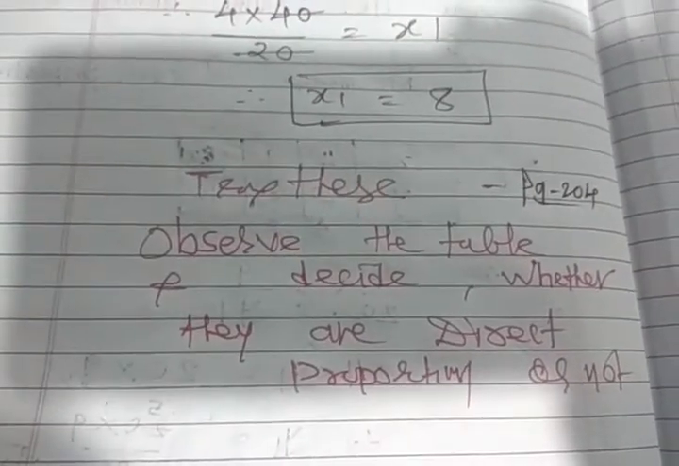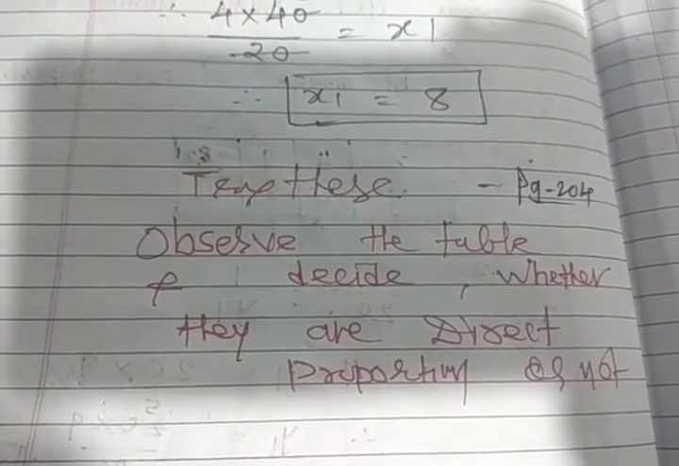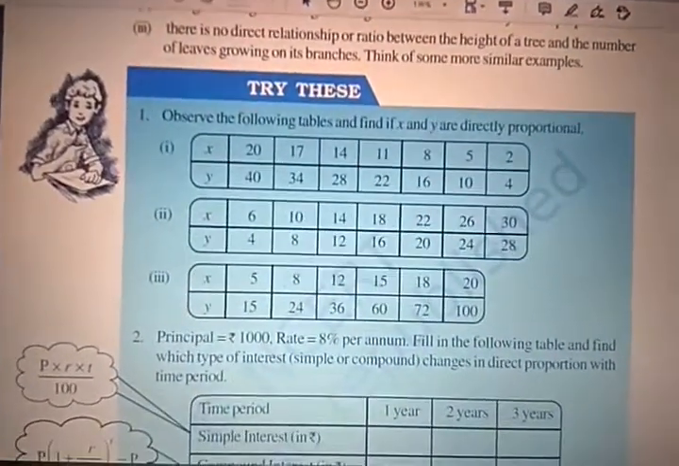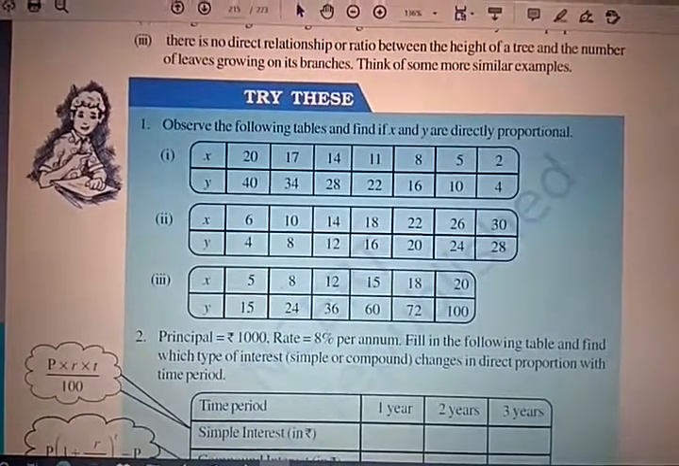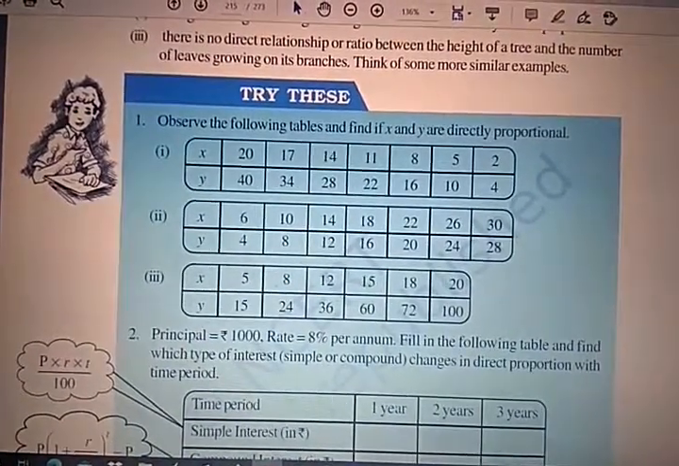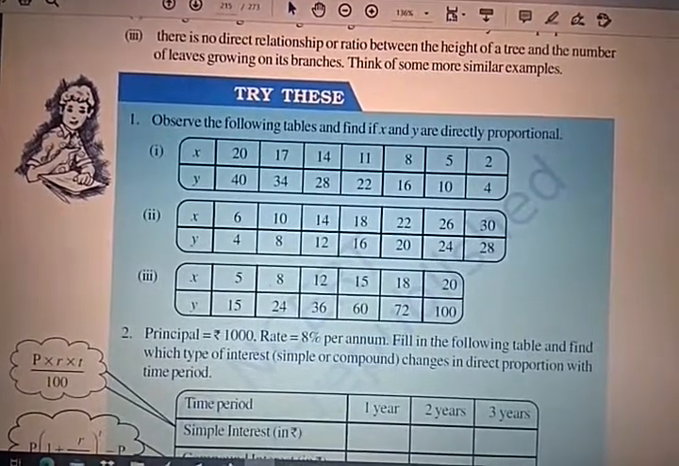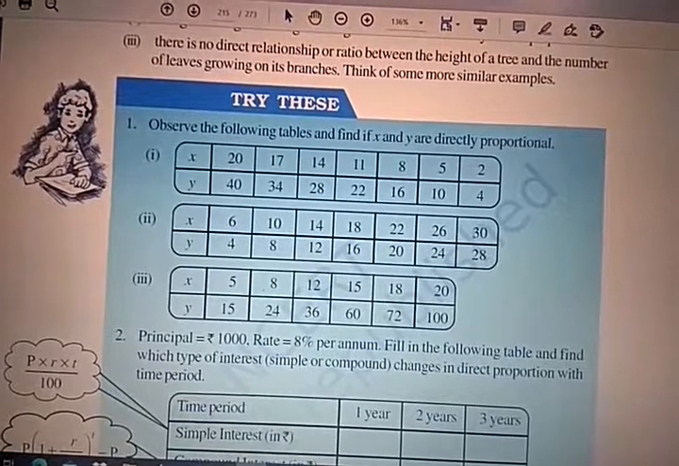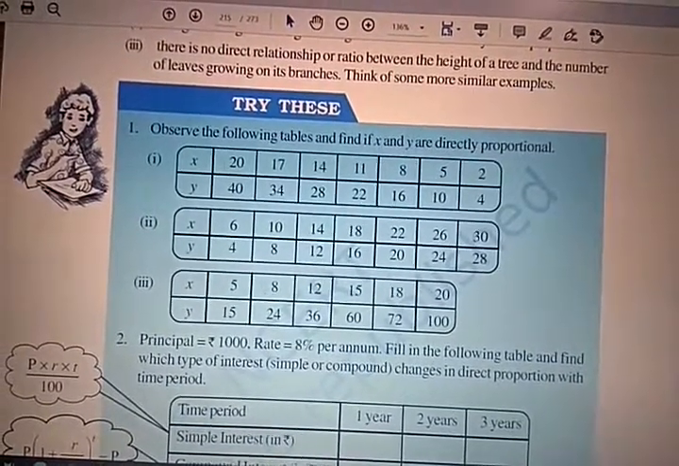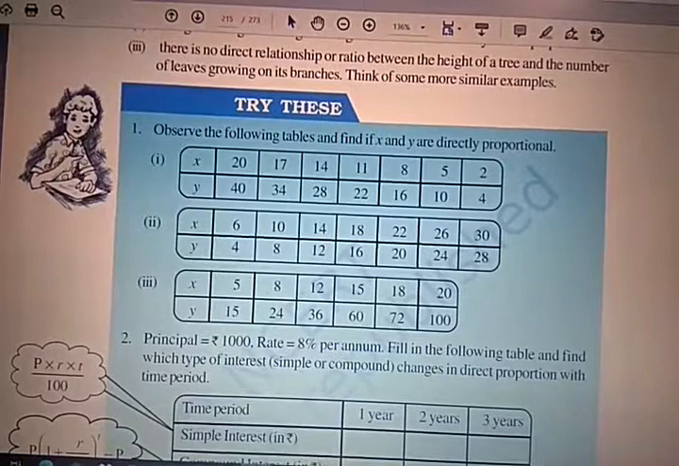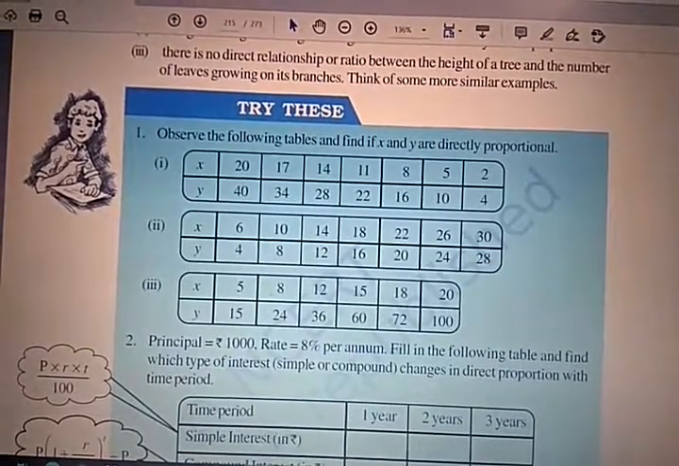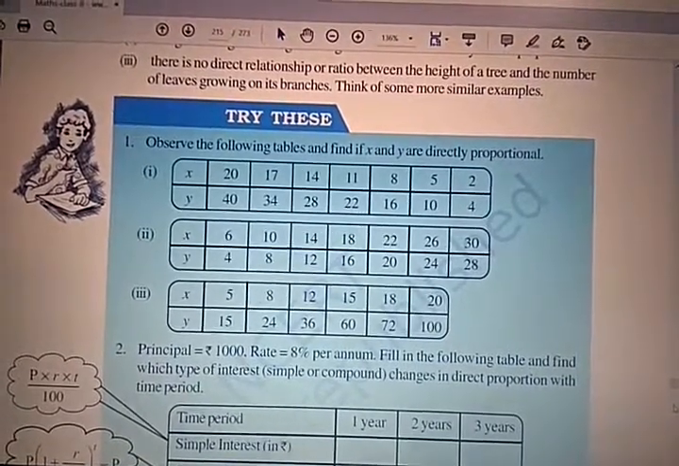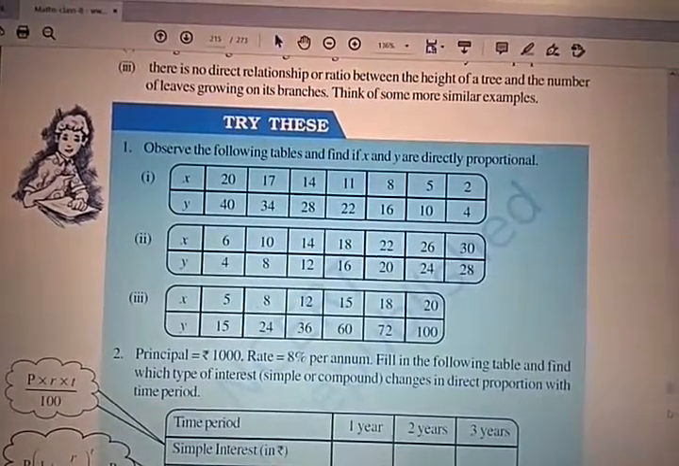Now look, try this, page number 204. Observe the table and decide whether they are direct proportion or not. Look at this table. First of all, x, y: 20, 40, 17, 34, 14, 28, 11, 22. You see, 20 twos are 40. 17 divided by 34, 17 twos are 34. 20 divided by 40, 20 twos are 40, means 1 upon 2. 17 upon 34, the answer is 1 upon 2. 14 upon 28, 14 twos are 28, answer is 1 upon 2.